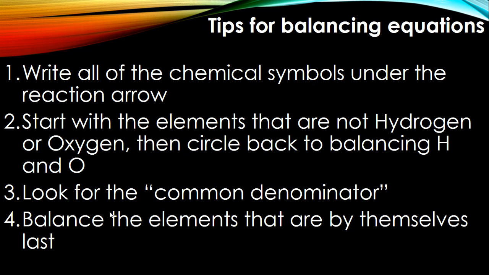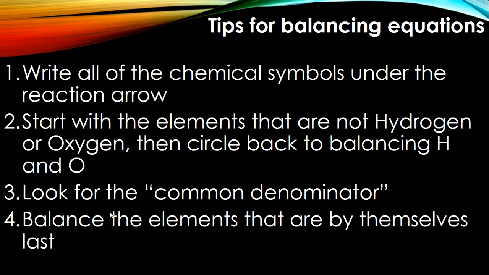So number 1, write all of the chemical symbols under the reaction arrow. And in a minute, I'm going to show you what I mean by this. So number 2, start with the elements that are not hydrogen or oxygen, and then circle back to balancing hydrogen and oxygen. Most of the time, it's easier to start with other things like metals or other elements.